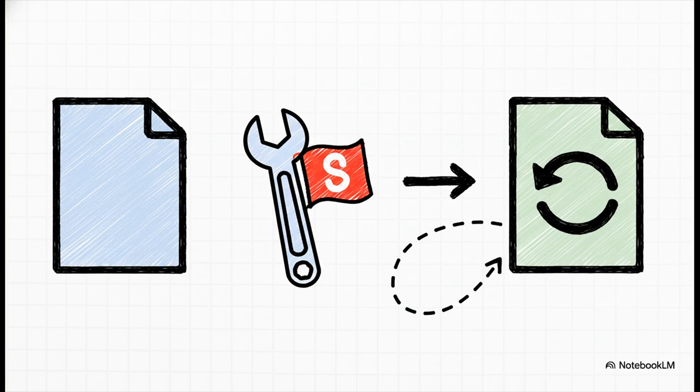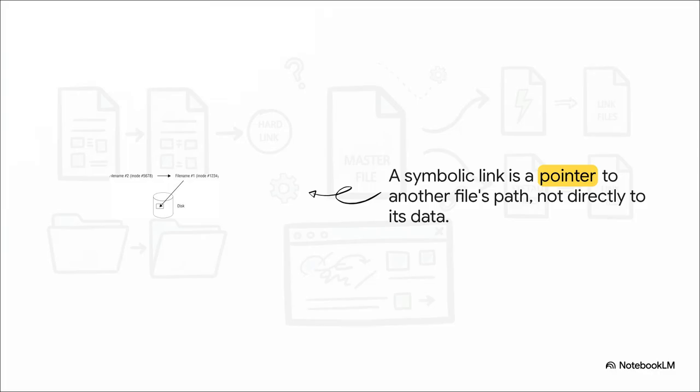You add the -s flag. That S stands for symbolic, and it completely changes how the link behaves. And here's where it gets really different. A symbolic link doesn't point to the inode. No, instead it points to the other file's name or its path. It's basically a shortcut that just says, hey, the file you're looking for, it's over there.